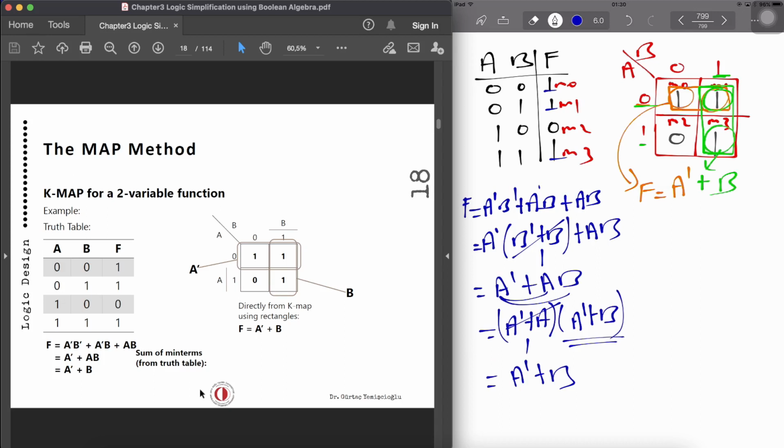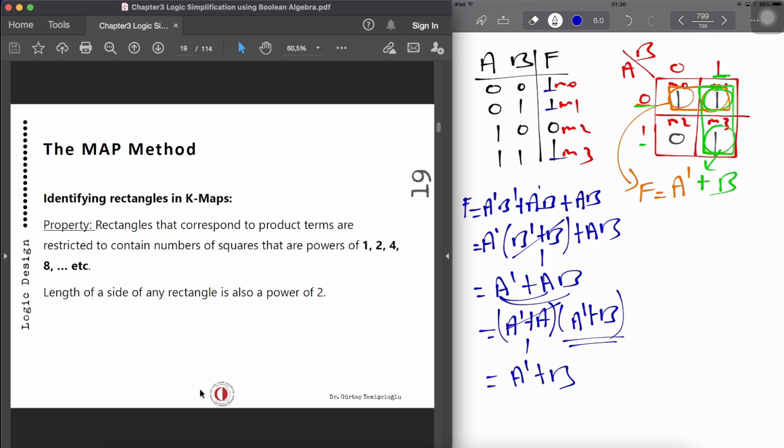Okay, so identifying rectangles in K-maps, this is the property. Rectangles that correspond to product terms are restricted to contain a number of squares that is a power of 2, which I already mentioned: 1, 2, 4, 8. We cannot have 5, we cannot have 6, we cannot have 3, we cannot have 9. It has to be powers of 2. So the length of a side of a rectangle is also a power of 2. Either it is 2 or it is going to be 4 or something like that.